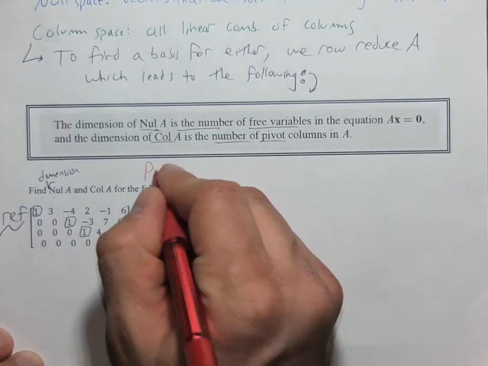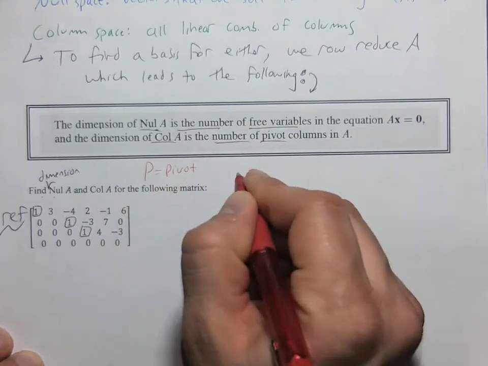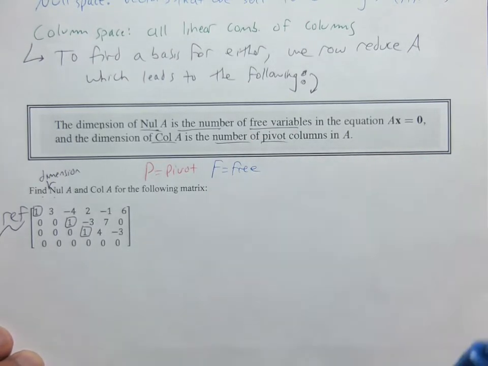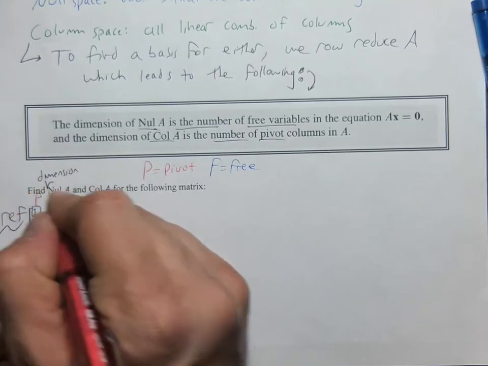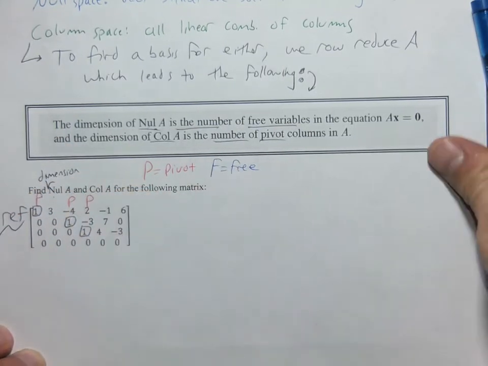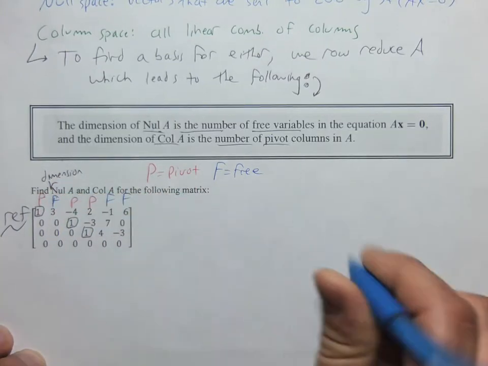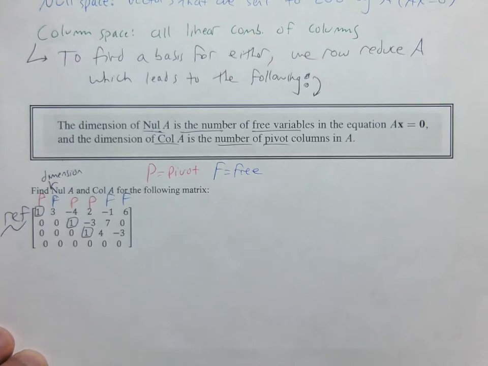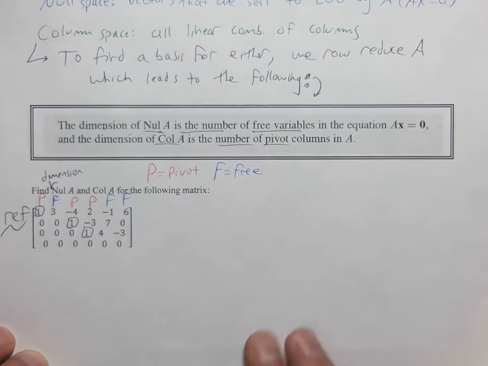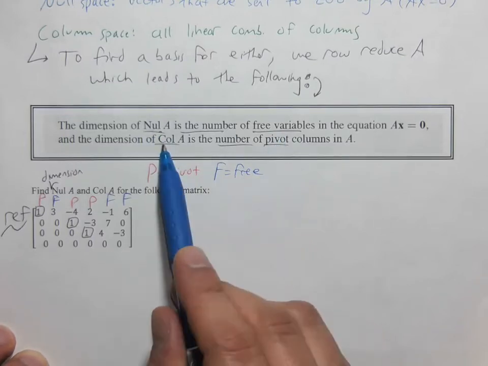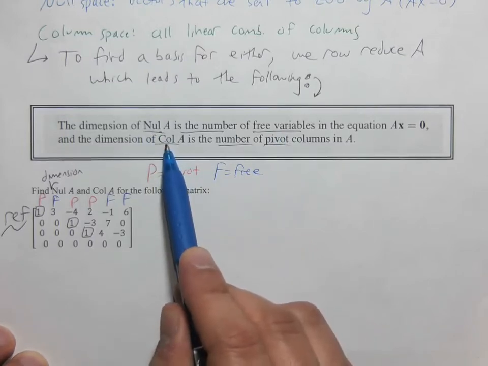And so let's label the pivots with a P, and let's label the free variables with an F. And so we've got a pivot column here, a pivot column here, and a pivot column here. And that means the rest are free. And so the number of pivot columns tells us the dimension of the column space, and the number of free variables tells us the dimension of the null space, right? Because for the null space, we solve AX equal to 0, which means we look for the free variables. And for the column space, if you remember, what we do is we look for the pivot columns.